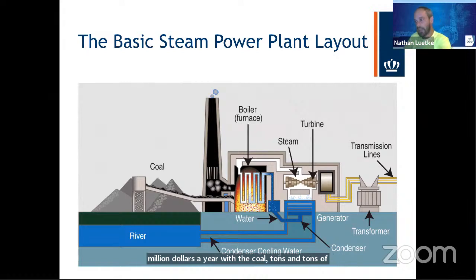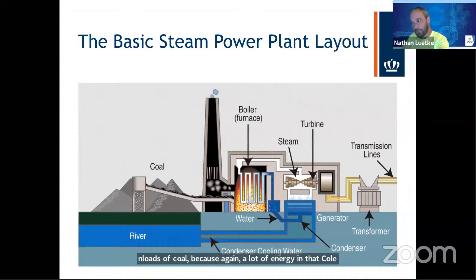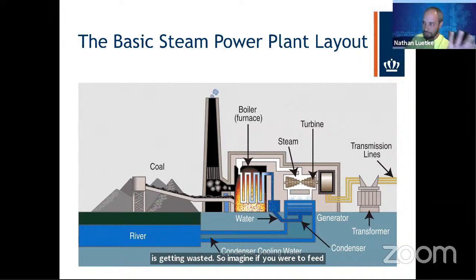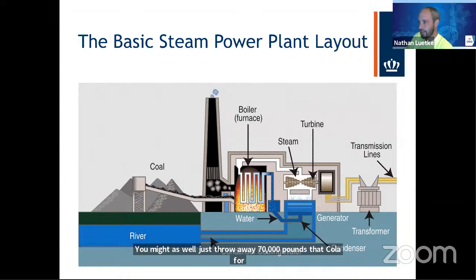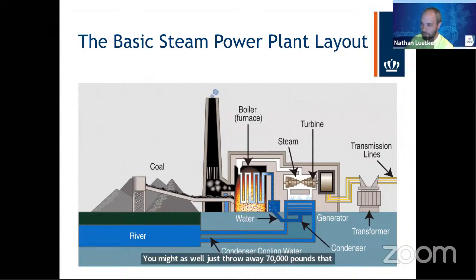Because again, there's a lot of energy in that coal, but almost 70% of that energy is getting wasted. So imagine if you were to feed a power plant with 100,000 pounds of coal. You might as well just throw away 70,000 pounds of that coal up front, because the energy is not going to get used to actually produce power. It's going to get wasted. We have to find ways to avoid doing that.